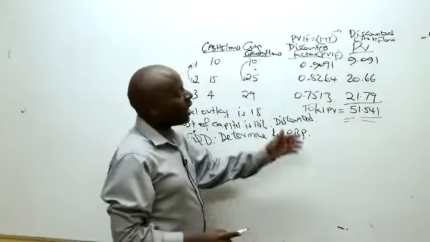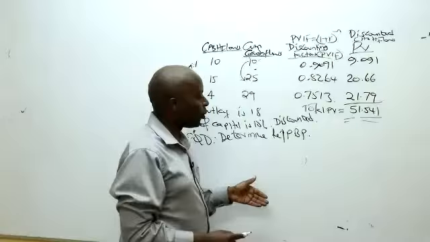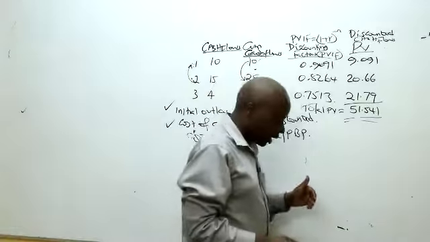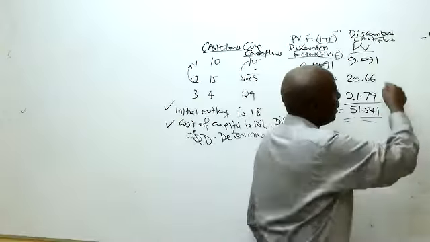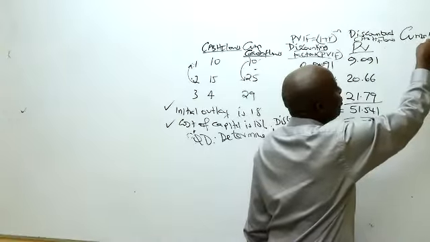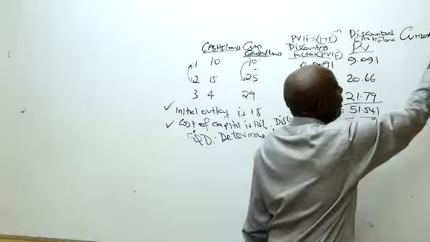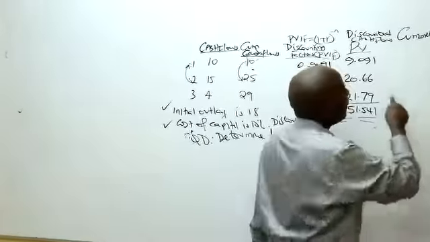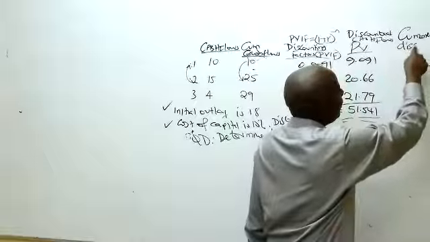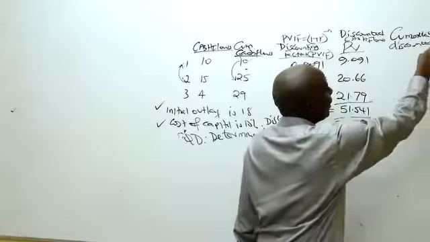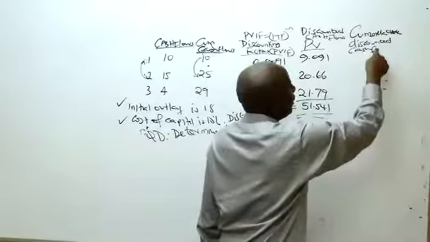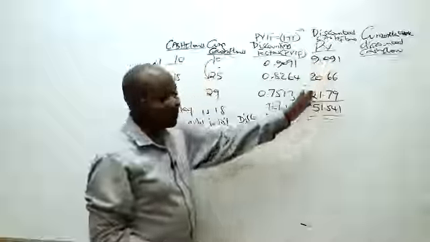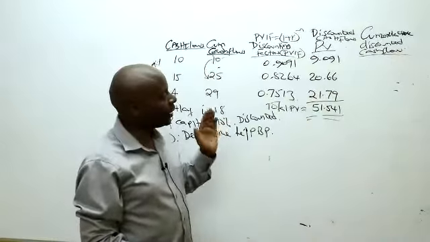And once I have my discounted cash flows and I'm in need of getting the payback period, what I need to do is to give them the cumulative. Give us this cumulative discounted cash flows. The cumulative discounted cash flows, we are accumulating these cash flows downwards.